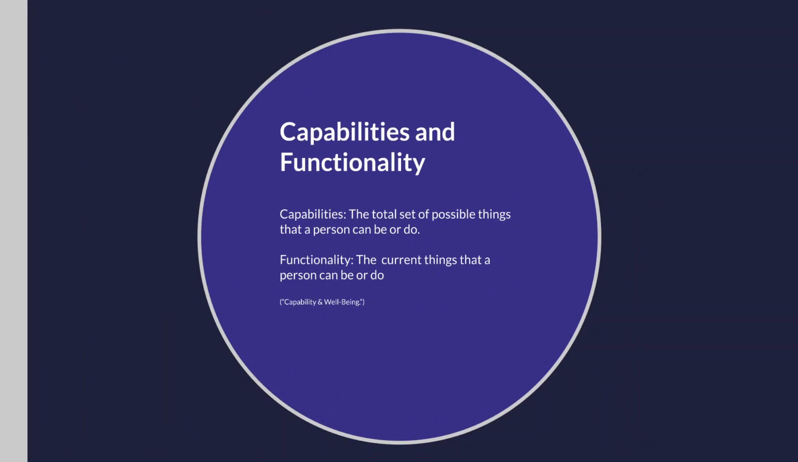Capabilities and functionings. Capabilities are the total set of possible things that a person can be or do, versus functionings, the current things that a person can be or do. These two things overlap with each other, but one is necessary to be able to do the other.